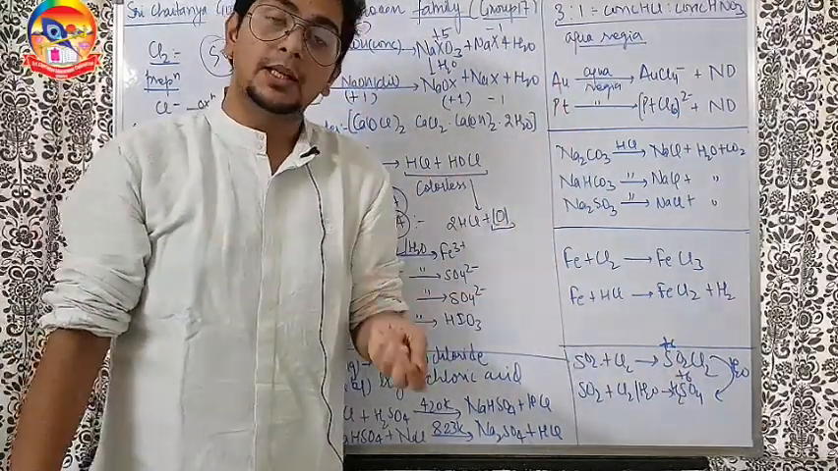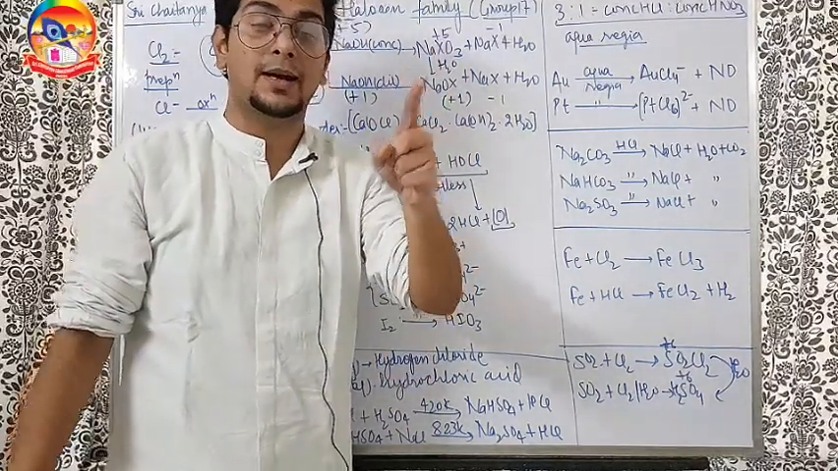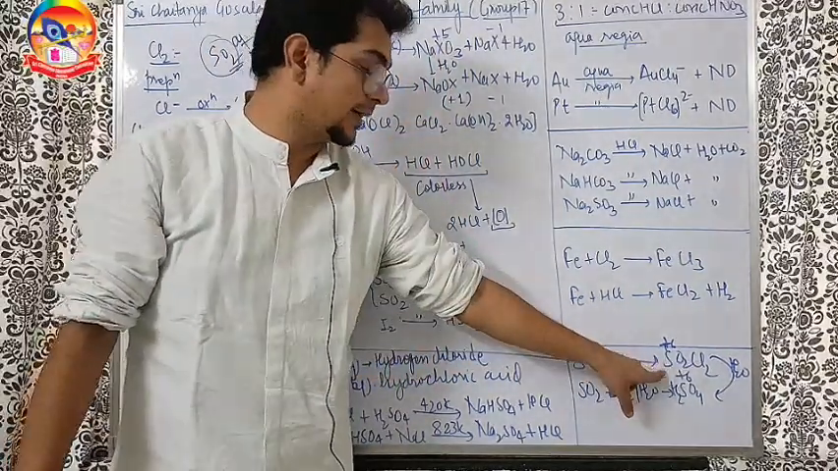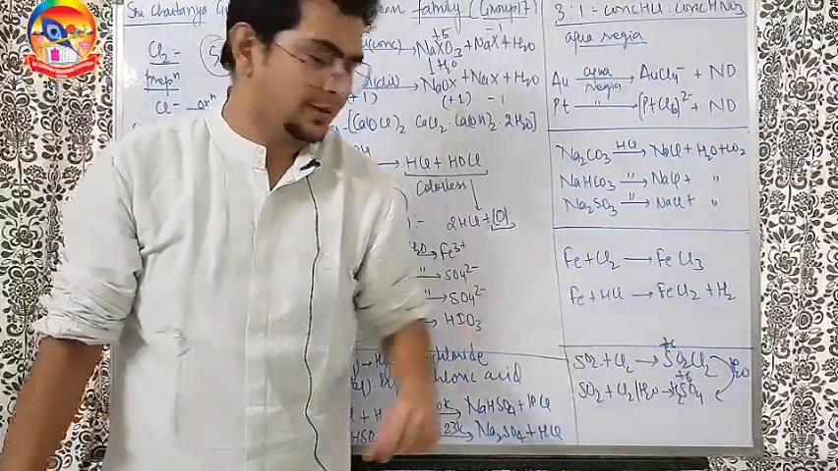Sir, how do we remember that H2SO4 only is formed? The other acids can also be formed. Firstly, keep in mind only acids will be formed because it is a non-metal. Then whichever acid matches the oxidation state, that acid will be formed.